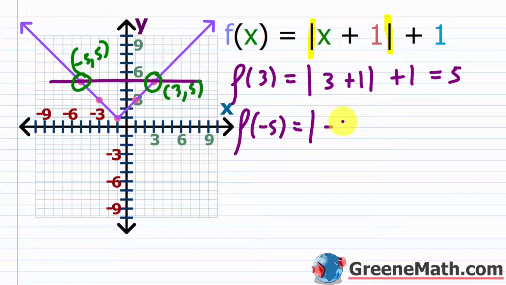So that's simple enough. Then f of negative 5 is going to give me the same thing. It's the absolute value of negative 5 plus 1. We know negative 5 plus 1 is negative 4. The absolute value of negative 4 is 4. So it's 4 plus 1 again, which is 5. So it's that absolute value operation that's creating this kind of effect where this y value of 5 is associated with two different x values, in this case 3 and negative 5.